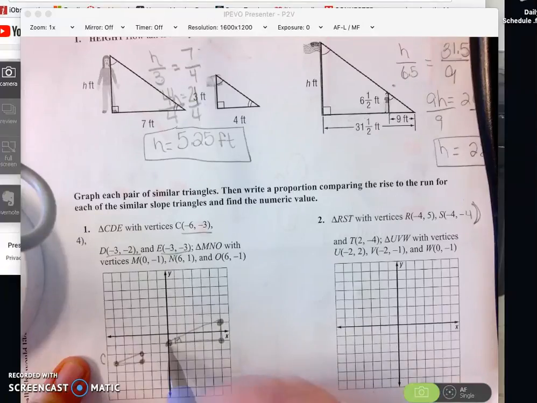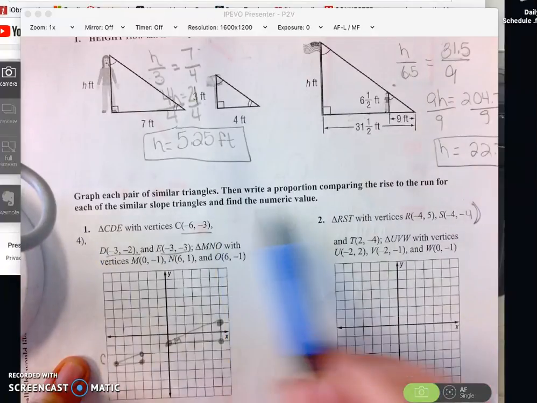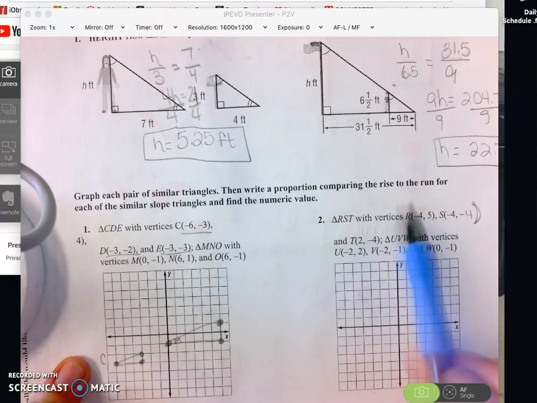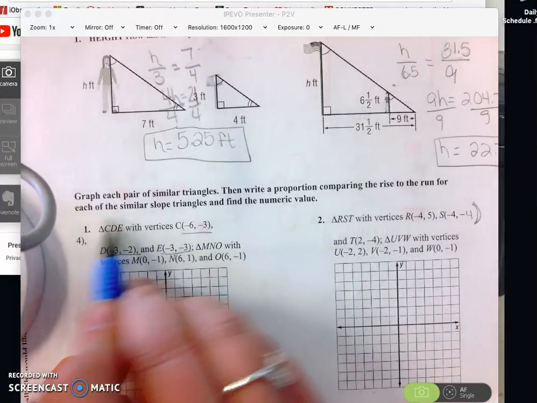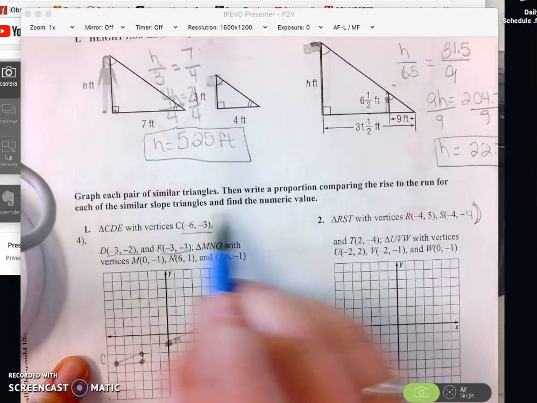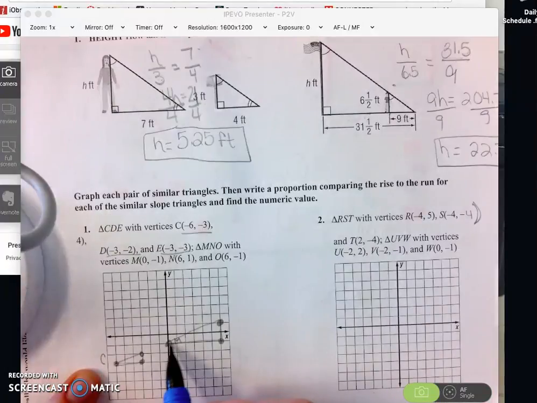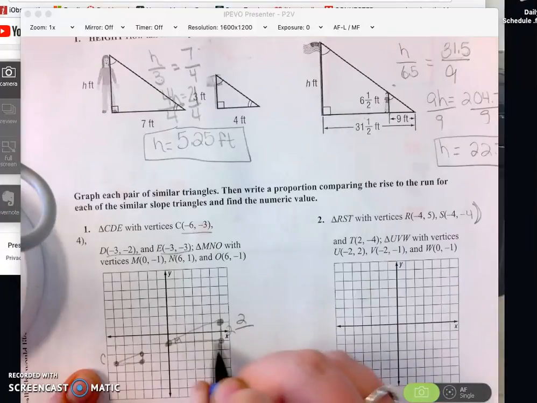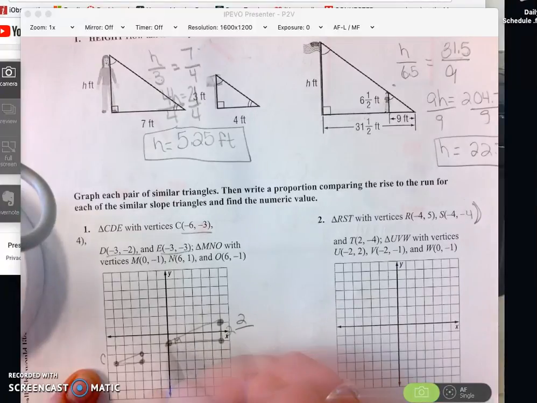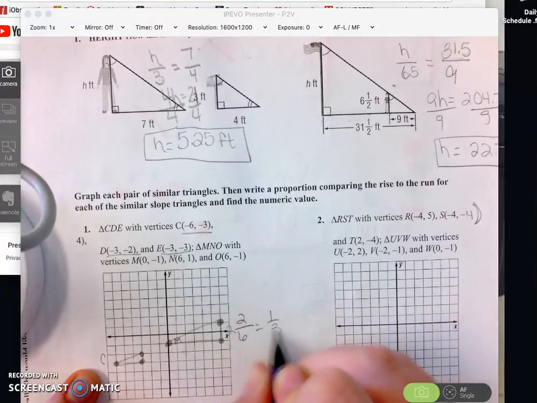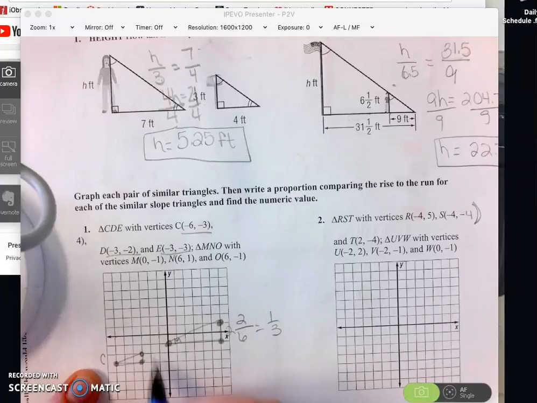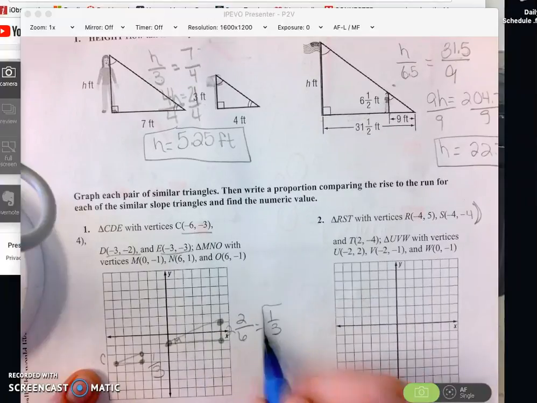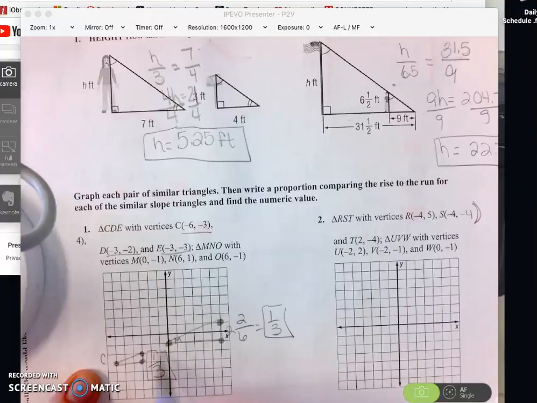So we want to know each pair, then write a proportion comparing the rise to the run, slope of each similar slope triangles, and find the numeric value. So my rise is 2. So 2 over 1, 2, 3, 4, 5, 6, which reduces down to 1/3. And this is 1 over 3. So those are the same. Same slope of this line here.